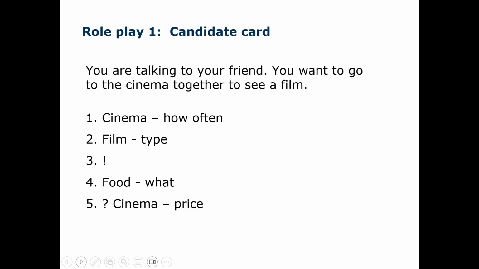So the candidate needs to think about in their preparation time, cinema, how often? Okay. So maybe they're going to say, I go to the cinema every week. And then we want to say something about film and type. I like comedies. And then they're going to need to answer a question that they haven't seen. And then they need to say something about food and what. Okay. I want to go to McDonald's. I want to eat a sandwich. Anything to do with food and what kind of food.